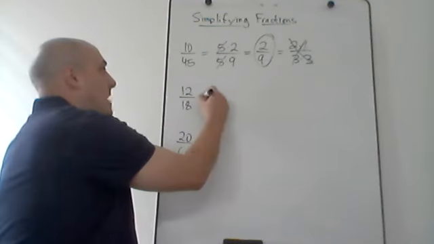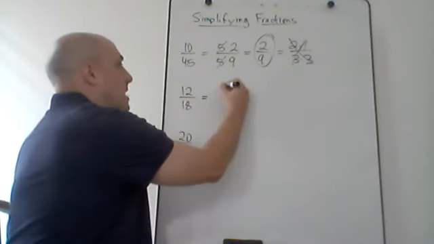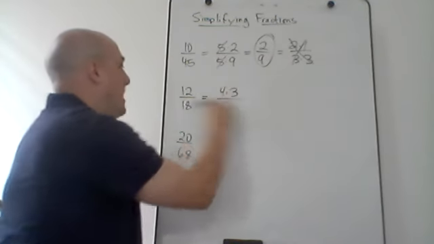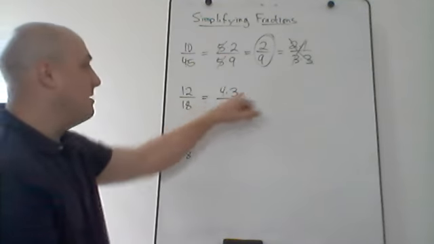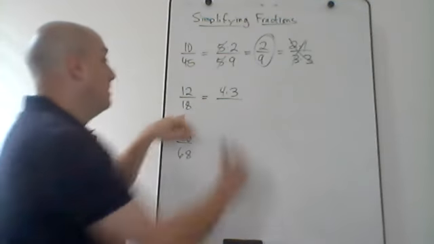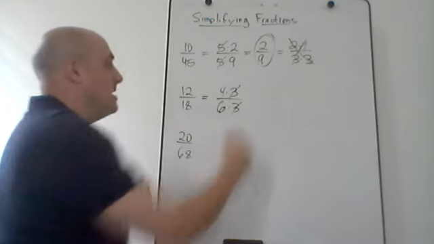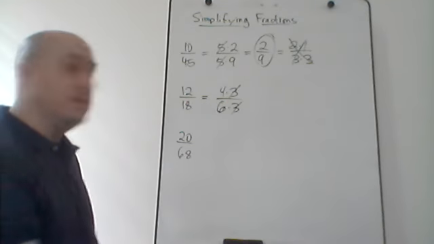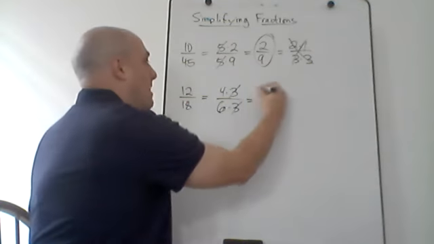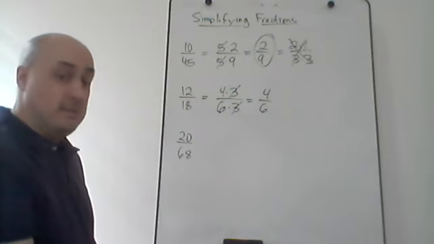All right, well, let's factor 12. 12 is equal to, what, 4 times 3? And now can I factor the 18 to have either one of those numbers? Well, 4 won't divide evenly into 18, but 3 will, right? 18 is equal to 6 times 3. And now my 3 in my numerator and my 3 in my denominator can cancel out, and I'm left with 4/6. All right, so 12/18 is equal to 4/6.